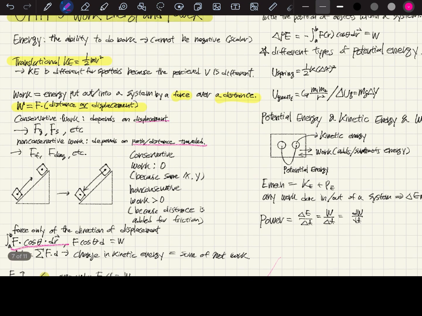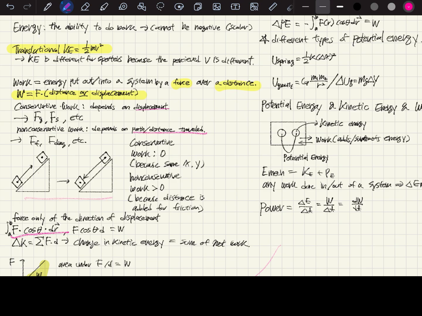A good example for this is: a block moves up and then the block moves down again to that same position. Because there is no change in position, the conservative work is 0. But the non-conservative work is greater than 0 because it's scalar, because distance is added for the friction. So there is non-conservative work done, and therefore there is heat lost by the friction.